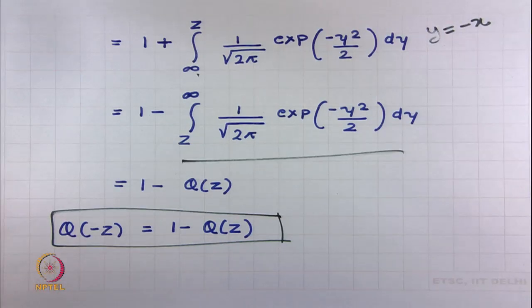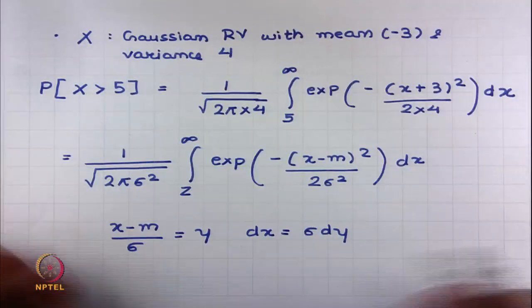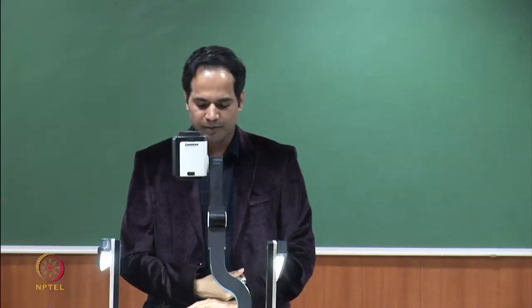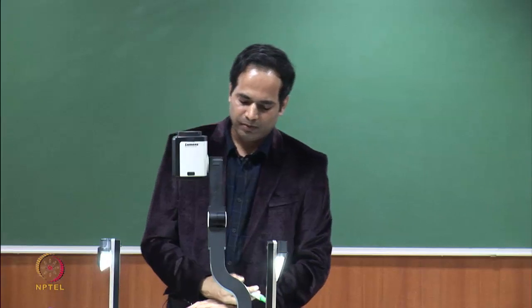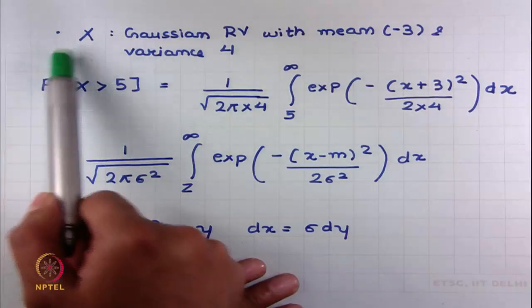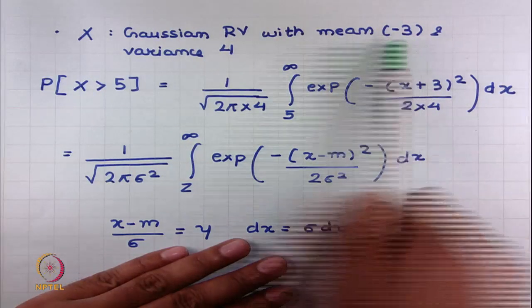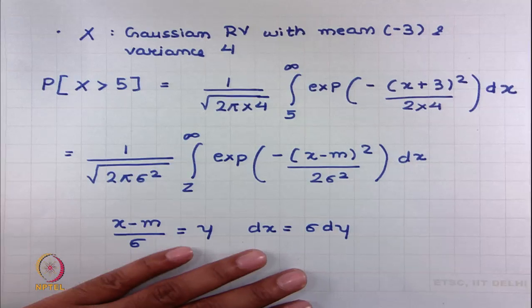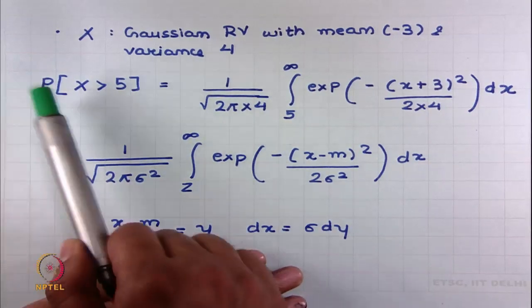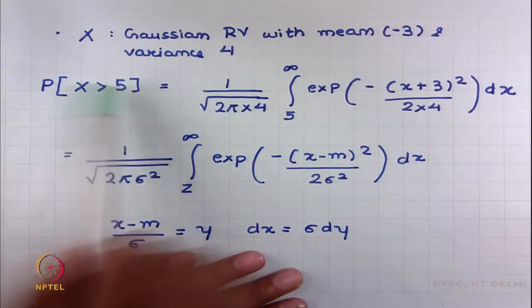Now, let us try to make ourselves more familiar with this Q function, and to do so let us pose a simple question to you. Let us now assume that x is a Gaussian random variable, it is not a normal random variable, it is a Gaussian random variable. So, we have got some mean of minus 3 and a variance of 4, and the question that we are asking is what is the probability for which this x is greater than 5.